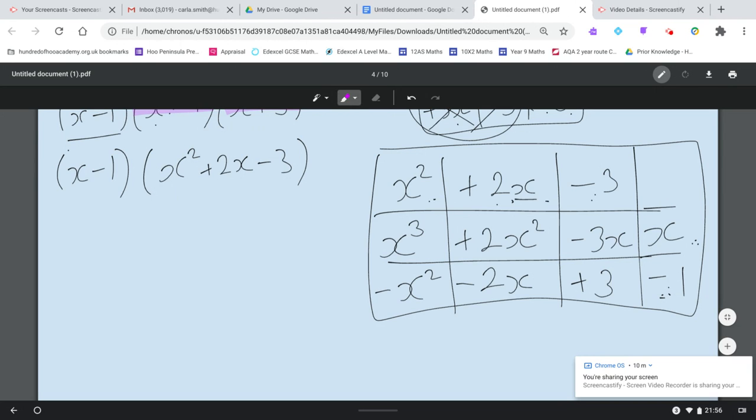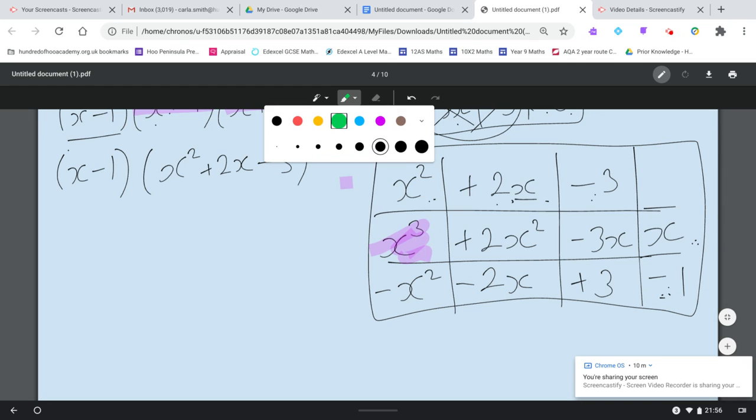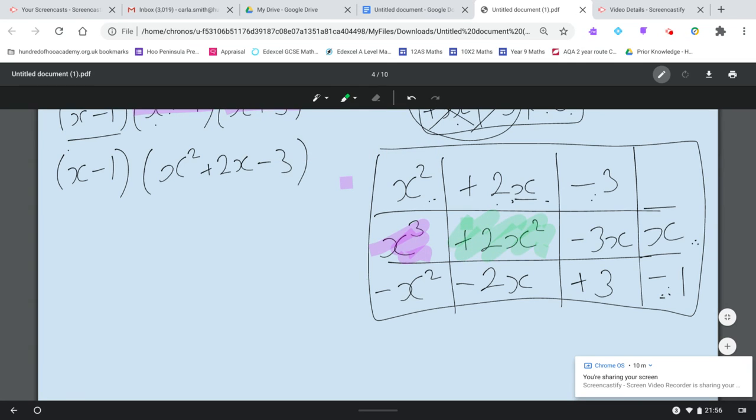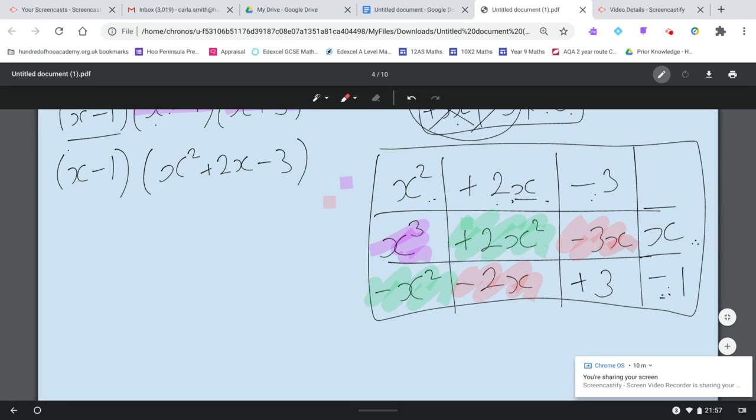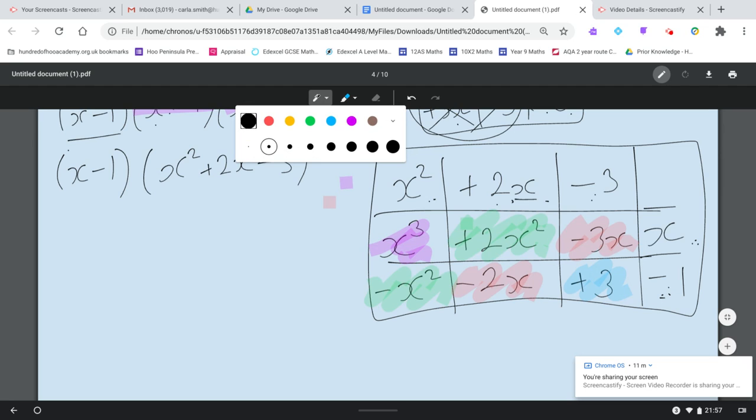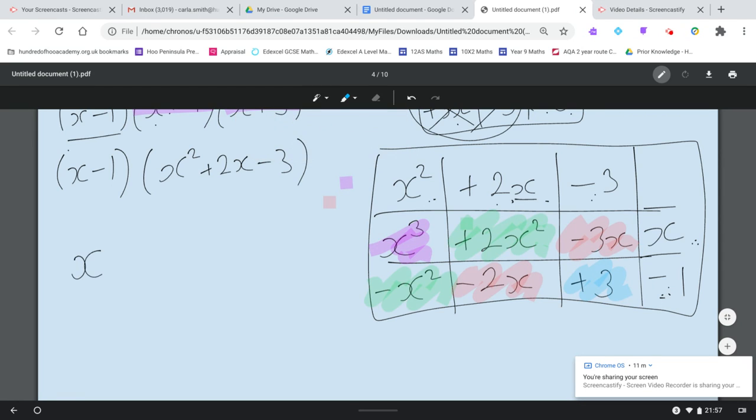Okay, so let's go through this. I would strongly recommend colour coding if you have got highlighters handy. So this is your only x cubed term. Then if we're looking for x squareds, we've got a positive 2x squared and a negative x squared. Then if I'm looking for just plain old x's, we've got a negative 2x and a negative 3x. And then numbers, I've just got a plus 3. So I can see straight away that my expression is going to start with an x cubed, and it's going to end in a plus 3 because they're all by themselves.